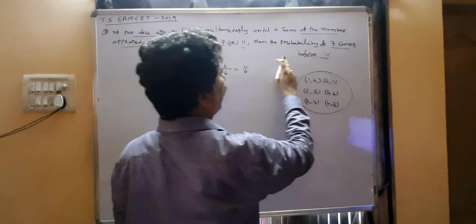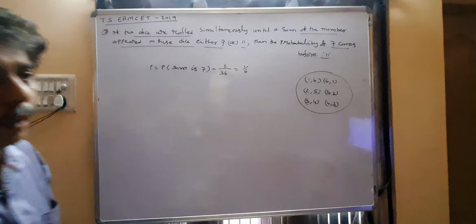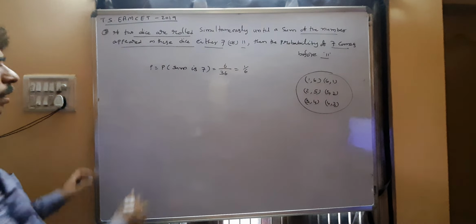They are asking to find the probability that 7 comes before 11. One more event I will take, Q, the event that the sum is neither 7 nor 11, meaning the sum does not show 7 or 11. That means I will take 1 minus the probability of sum 7 minus the probability of sum 11. So that is 1 minus the probability of sum 7, which is 1 by 6, minus the probability of sum 11. Sum 11 means we have 5 6 or 6 5, so you have 2 chances out of 36.